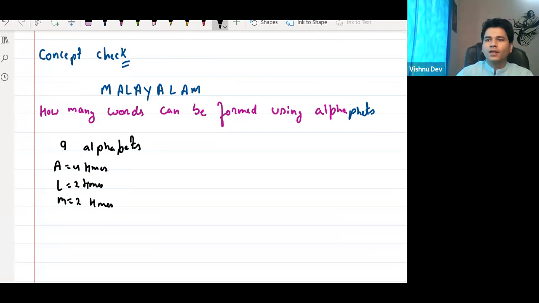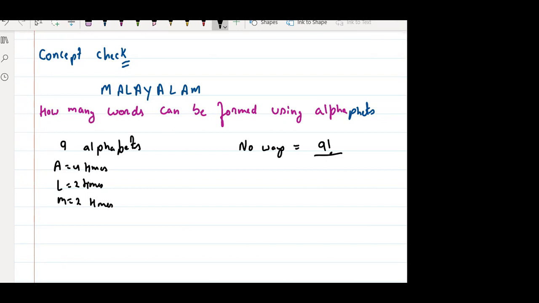Now think about it, guys. If all the alphabets were different, अगर सारे के सारे alphabets different होते, तो number of ways कितना होता? Tell me. If all the letters were different, the number of ways would be 9 factorial. If I'm saying 9 factorial, I'm considering that A is different, है ना? I'm considering कि A जो है वो different है, right? So A is multiplied how many times? 4 factorial times.